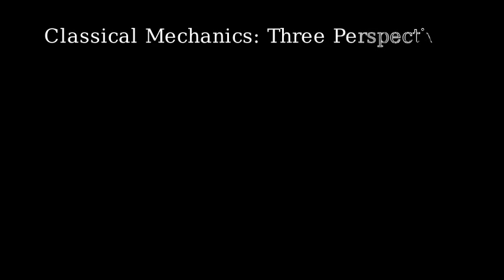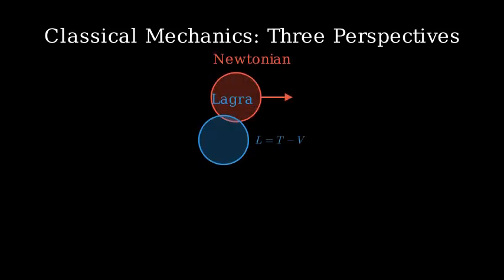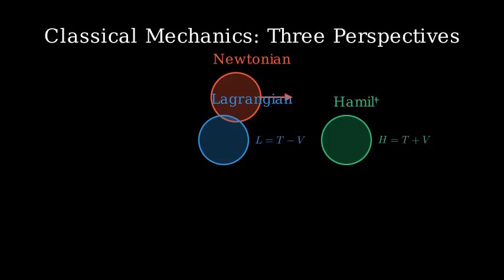Welcome to our exploration of classical mechanics. Today, we'll compare three fundamental approaches to mechanics: Newtonian, Lagrangian, and Hamiltonian mechanics. Each of these frameworks describes the same physical phenomena, but with different mathematical tools and perspectives. Let's dive in and understand their similarities and differences.